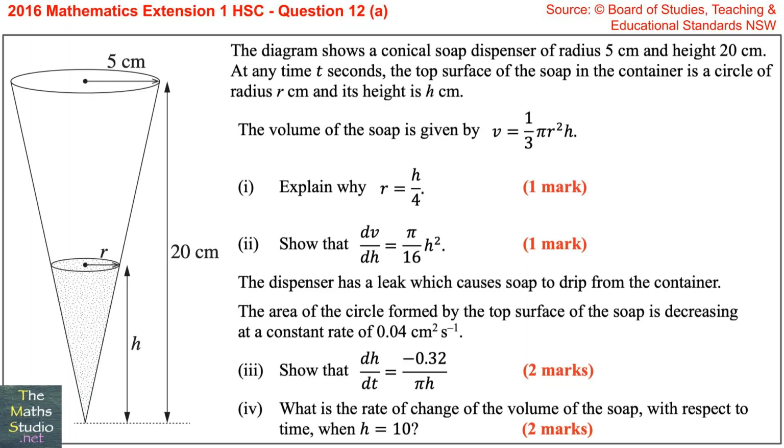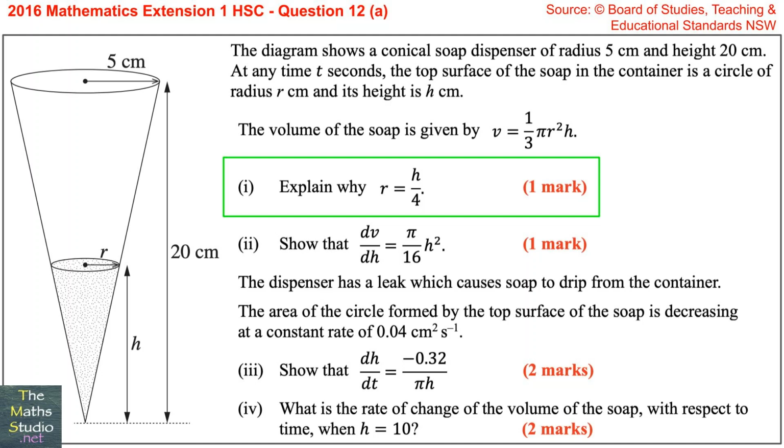Question 12, Part A. The diagram shows a conical soap dispenser of radius 5 centimeters and height 20 centimeters. At any time t seconds, the top surface of the soap in the container is a circle of radius r centimeters and its height is h centimeters. The volume of the soap is given by V equals 1/3 pi r squared h.